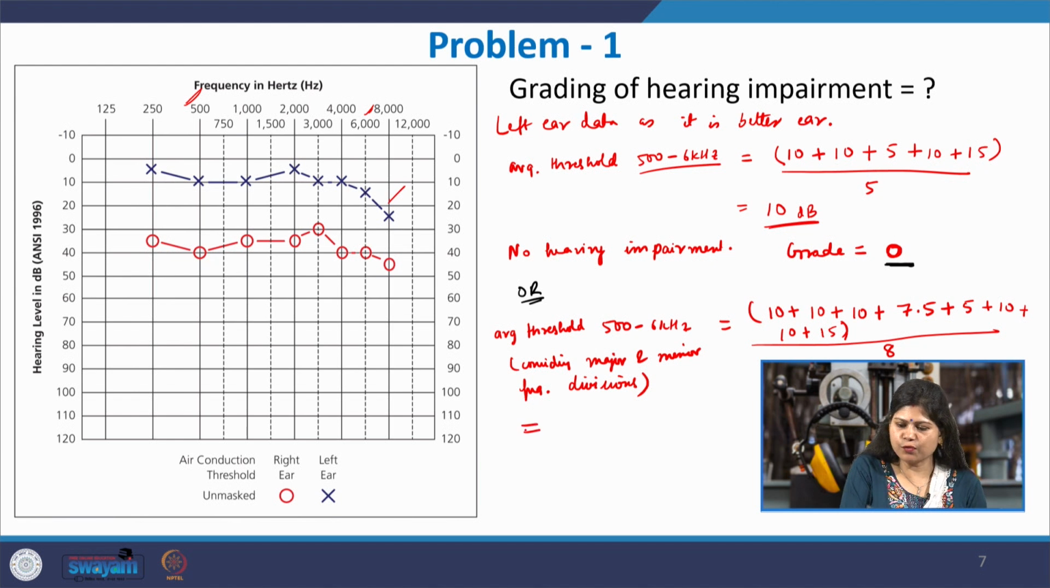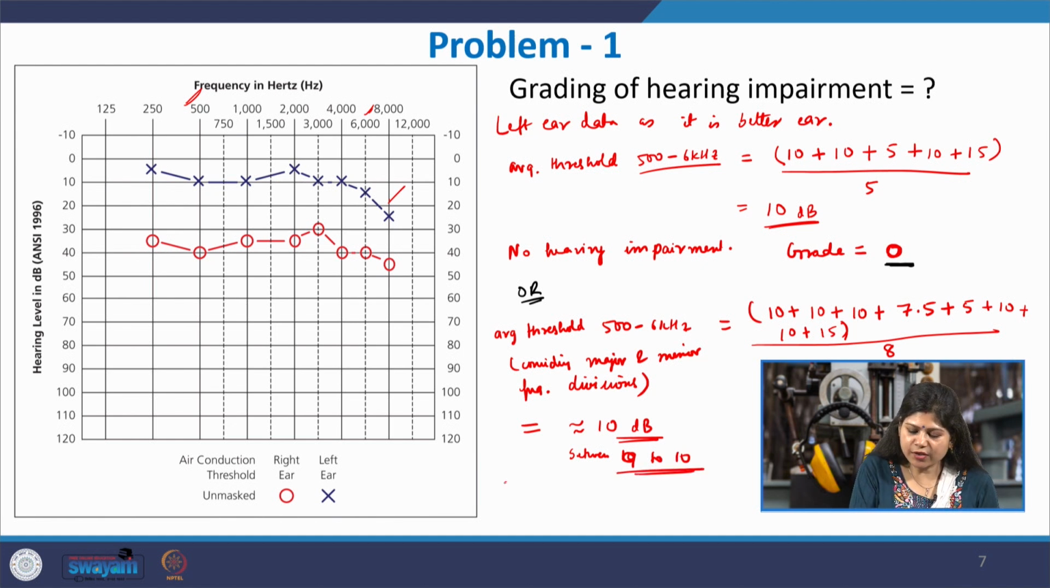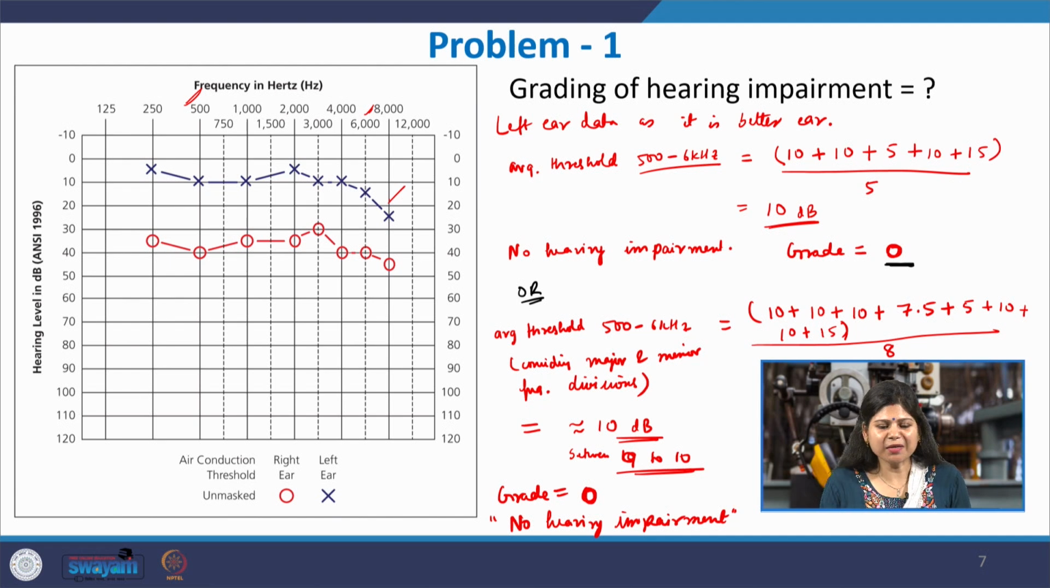So, the average would again come close to 10. If you find out, it would be still approximately 10, it will be between 9 to 10 dB. So, if you solve it, you will see that again the diagnosis is the same, the grade of hearing impairment is 0, which means no hearing impairment. That is the diagnosis based on the audiogram data. Now, in this particular measure, we only took the better performing ear.